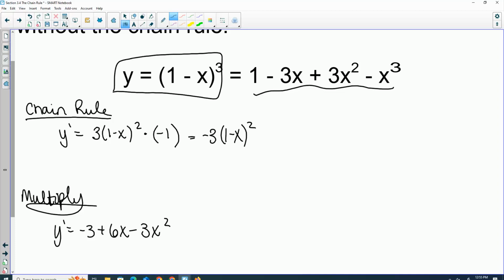These things are equivalent. If I took the first one and multiplied it out, that would be 1 minus 2x plus x squared, negative 3 plus 6x minus 3x squared. So I'm just showing you, you can do chain rule. Sometimes you have the option of multiplying it out first. It doesn't matter. You have to have an equivalent answer. I'm not saying it has to be written a certain way on these.